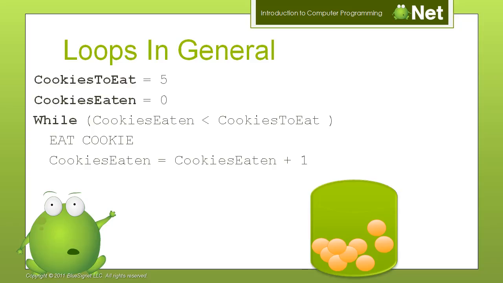So the while loop works just like it sounds. We want to eat 5 cookies. In the beginning, we haven't eaten any. So while we haven't eaten as many as we want to, we eat one. It's very natural language.